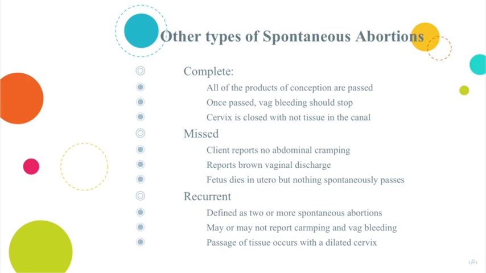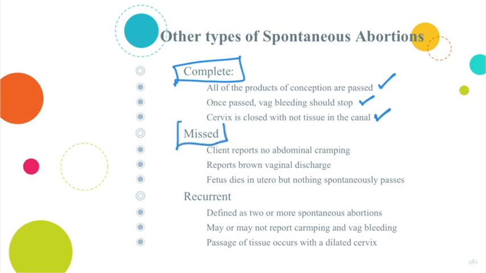All right, so this here lists the other types of spontaneous abortions. Let's go through these one by one, all right? So a complete spontaneous abortion, or a complete miscarriage. I would guess if you have to experience a miscarriage, this is the one you want to pick because naturally the body gets rid of everything. All the products of conception are passed. This is what you want. So there's a decreased chance of a hemorrhage happening. Once everything is passed, the vag bleeding should stop. The cervix is closed. The pregnancy is fully ended at this point.